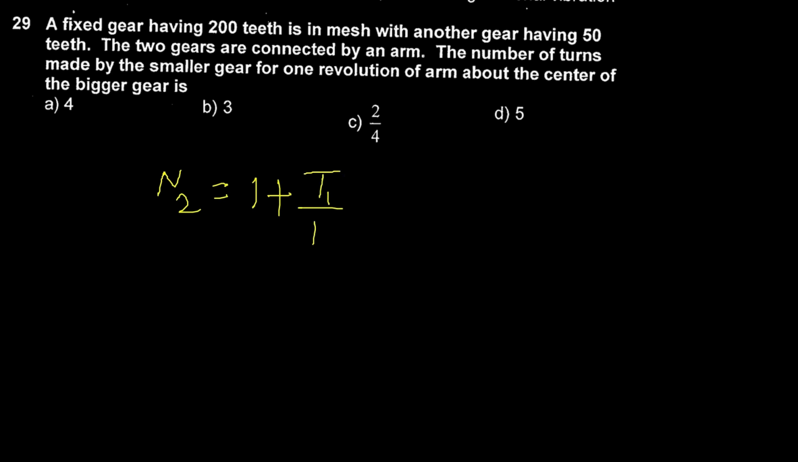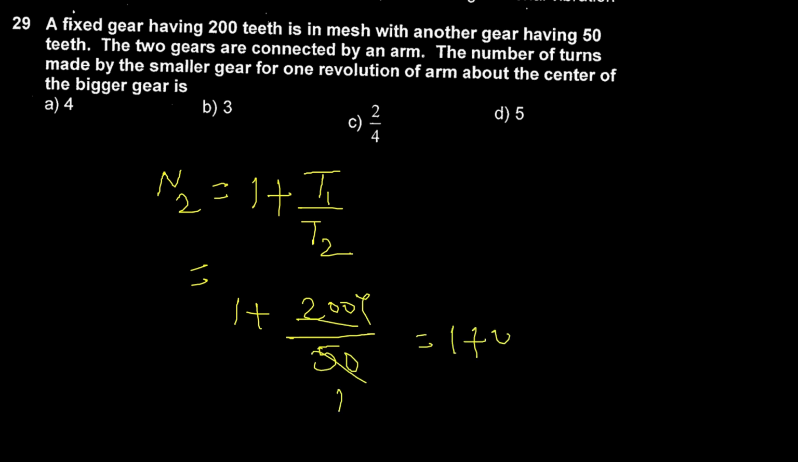T1 by T2. That is equal to 1 plus T1, the number of teeth on the bigger gear, that is 200, divided by T2, the number of teeth on the smaller gear, that is 50. 50 fours are 200, that is 1 plus 4 equals 5. So the smaller gear makes 5 revolutions for 1 revolution of the arm. Option D is the correct answer.